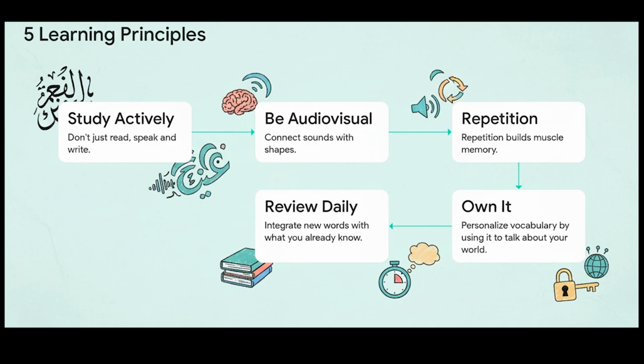First, study actively. Don't just read the words, say them out loud, write them down. Second, be audio-visual. Always connect the shape of the letters with the sound they make. Third, repetition, repetition, repetition. You are literally building muscle memory in your mouth and your brain. Fourth, you have to own it. Personalize the language. Use it to talk about your life, your world. And finally, number five, review every single day. Language builds on itself, so you've got to constantly mix the new stuff in with what you already know.